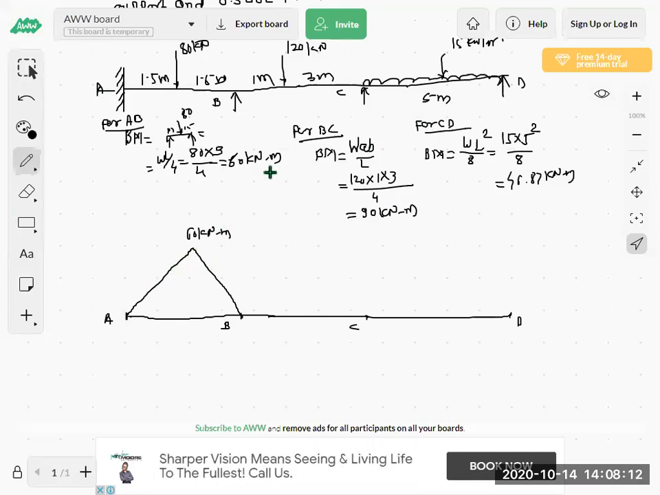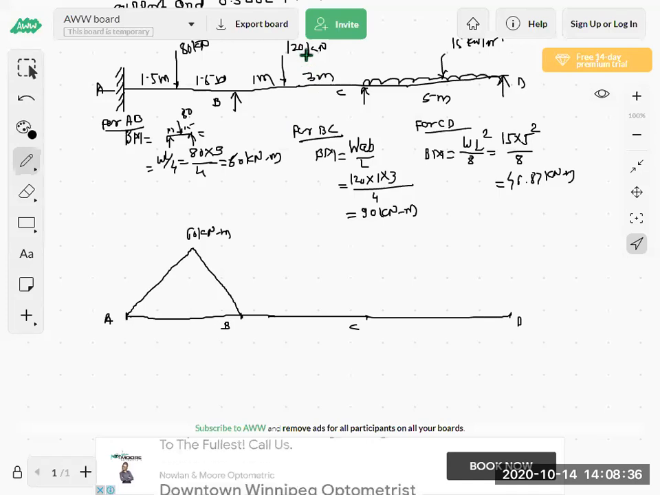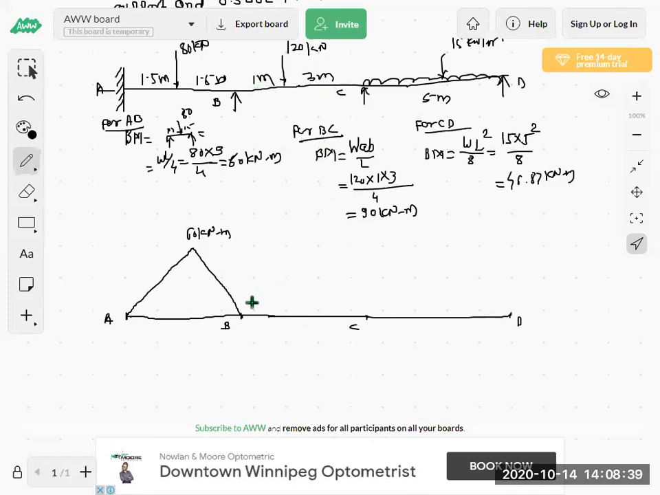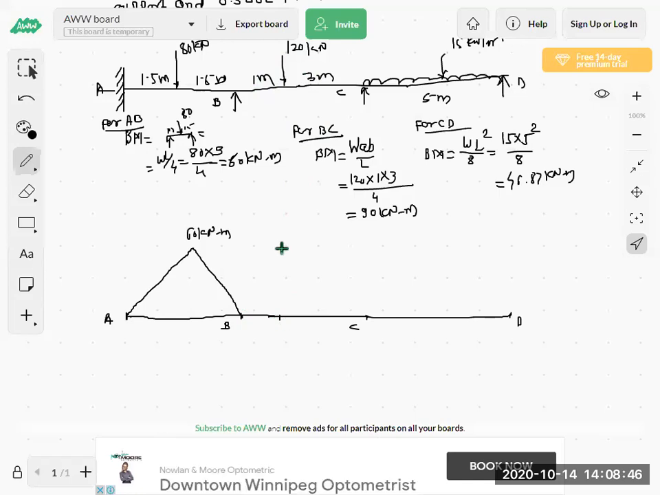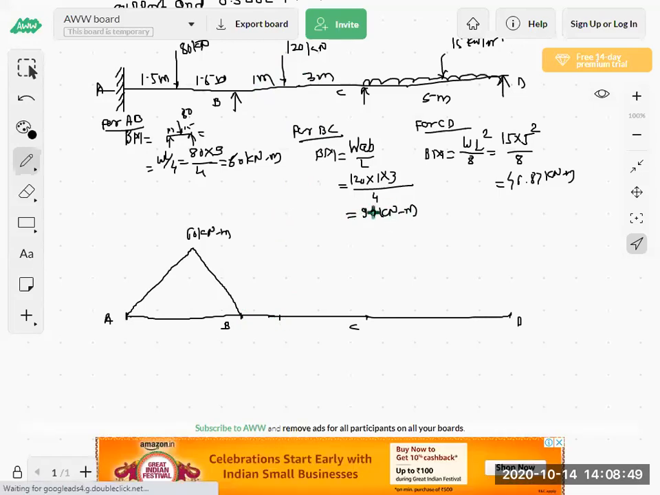Okay, now for span BC, here we are considering the elastic bending moment, and we are considering all the supports as simple supports. That is the assumption we have to make, that here all the supports are simple supports. So here for this AB simple support we have drawn this. Now again here central point load is there, but at a distance of 1 meter and 3 meter. So here again we have to plot. So if suppose point load is there, then how much bending moment? 90 is there. So this is 90 kilonewton meter.